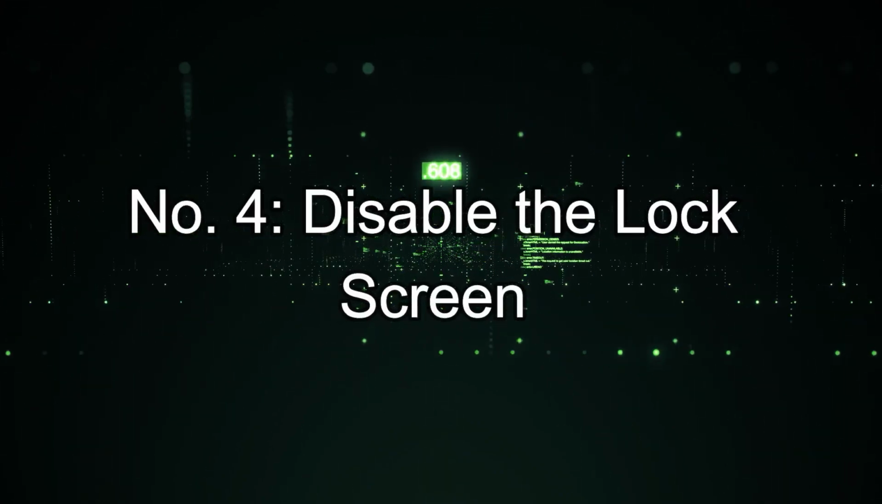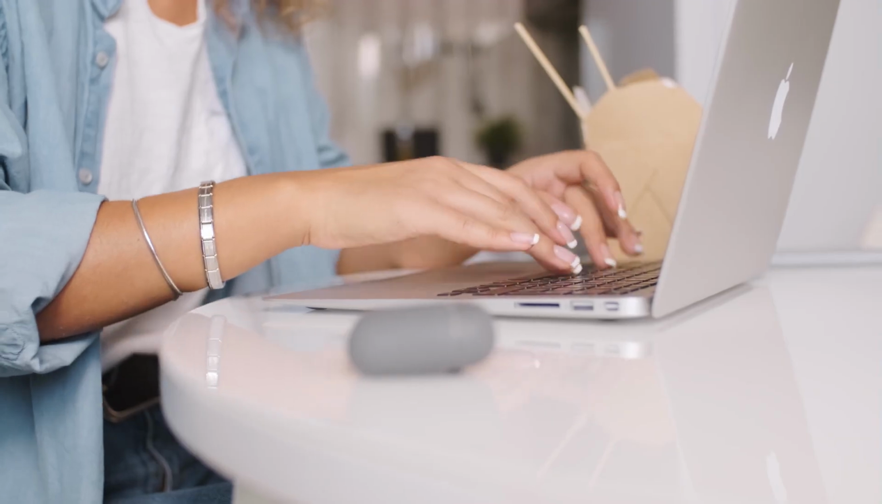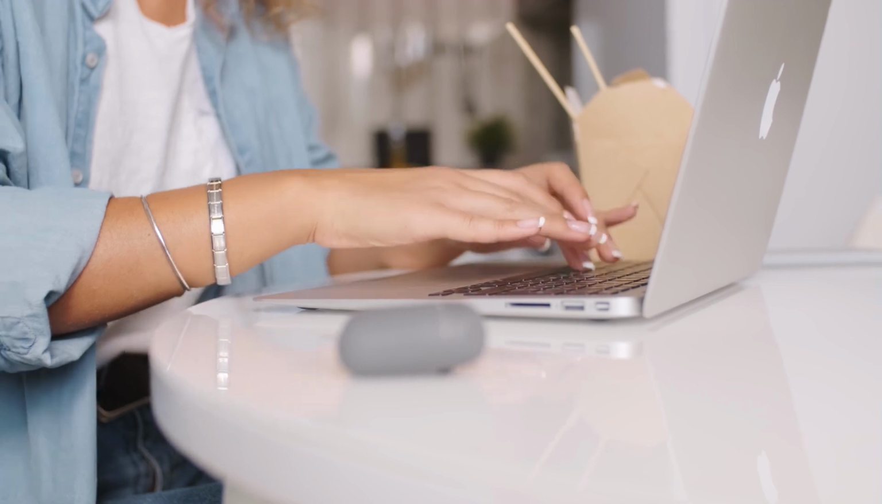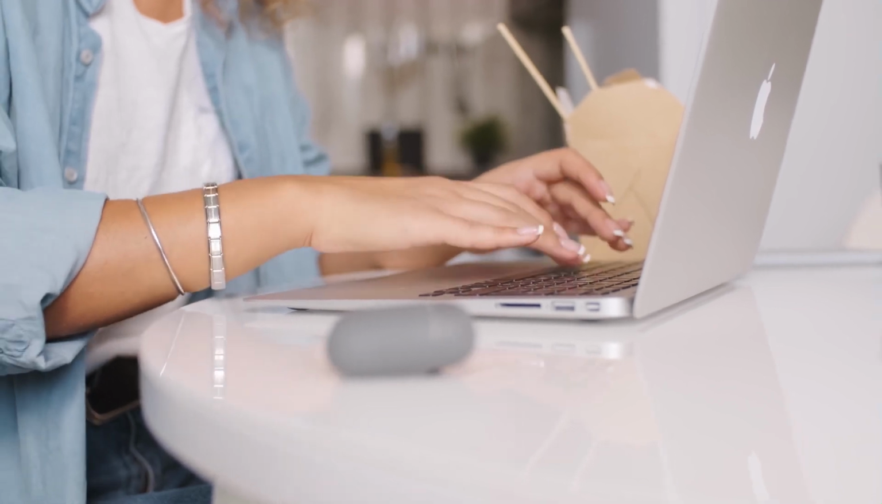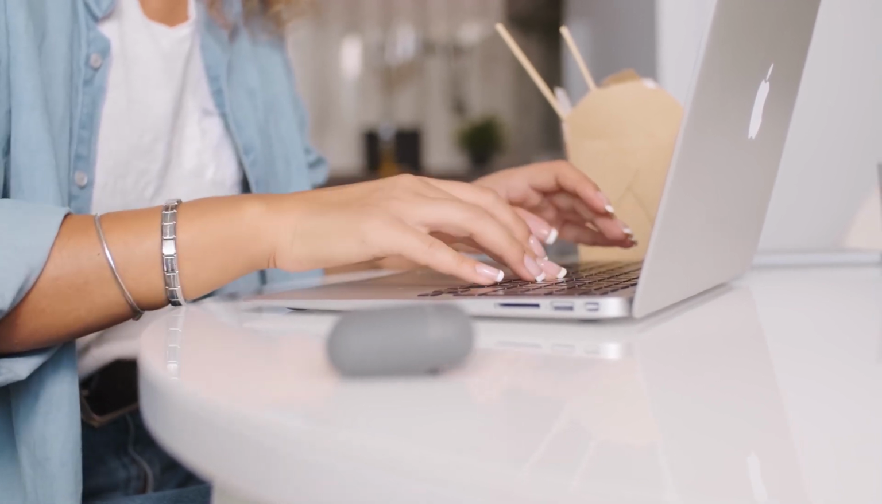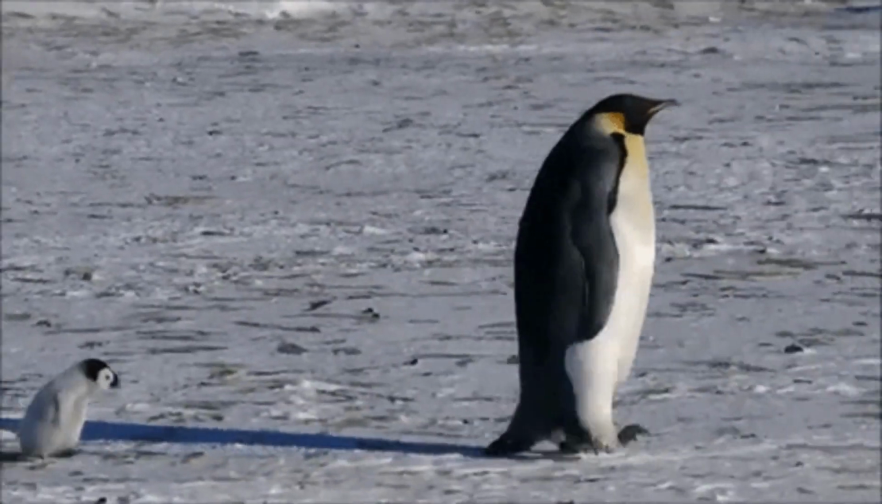Number 4. Disable the lock screen. To unlock your computer, you have to dismiss the lock screen and then enter your password or PIN on the login screen. To skip this step, follow these instructions.